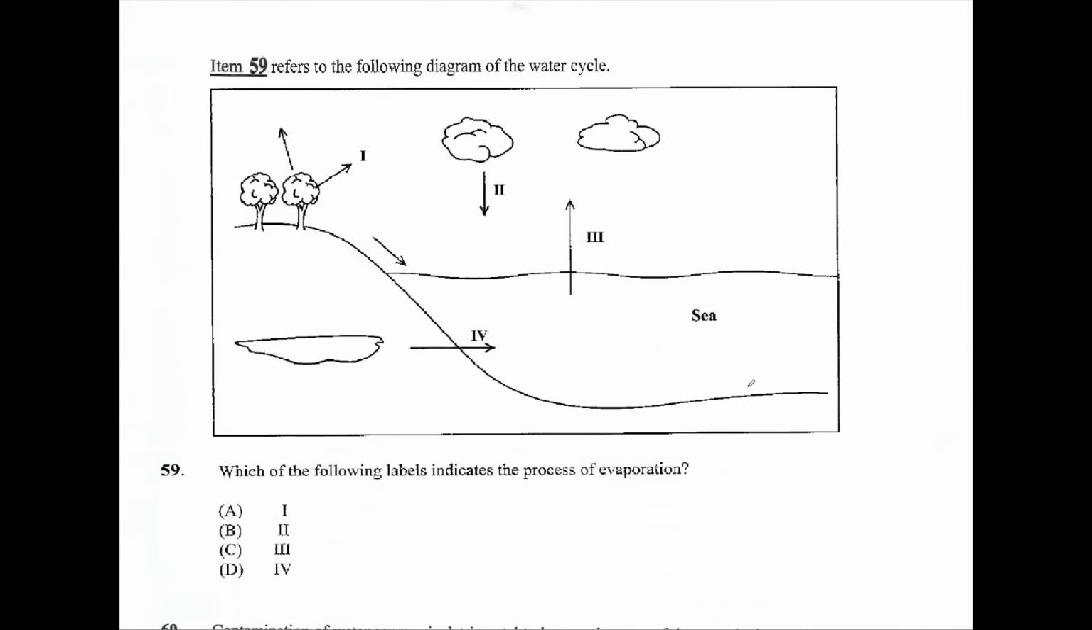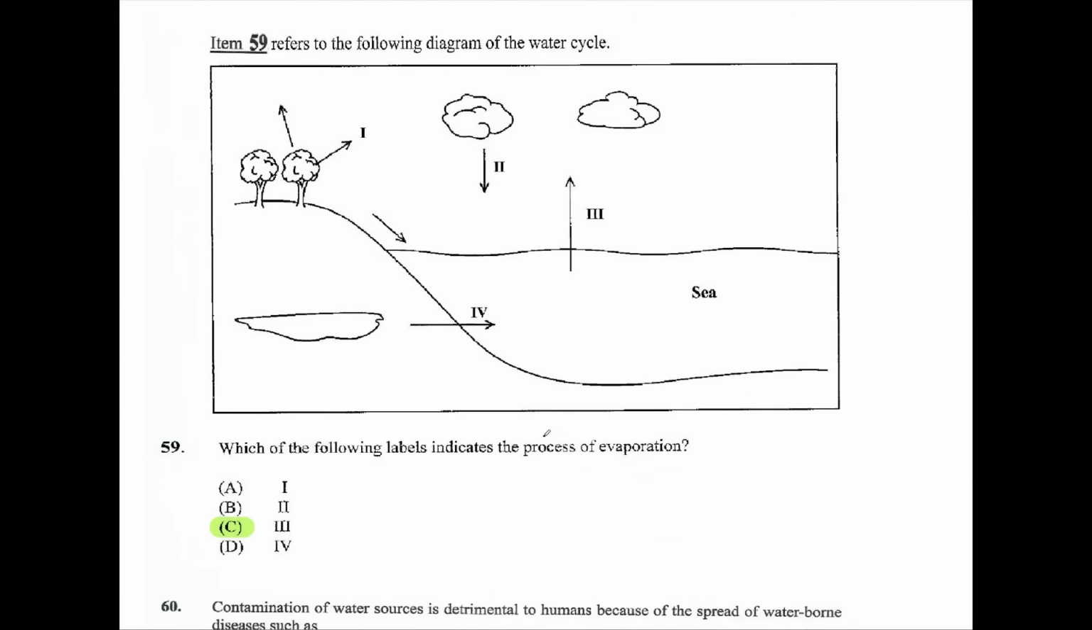59 refers to the following diagram of the water cycle. Which of the following labels indicates the process of evaporation? Evaporation is from liquid to gaseous state, which is shown by the Roman numeral 3, which is C.